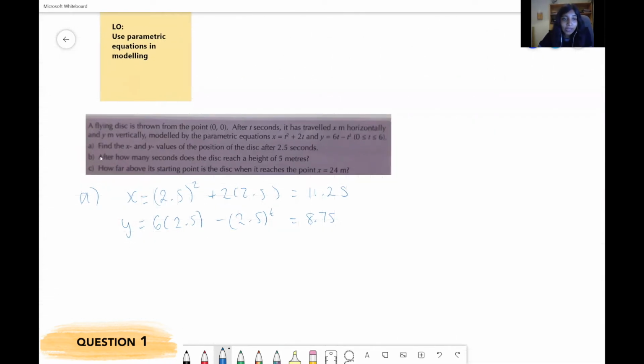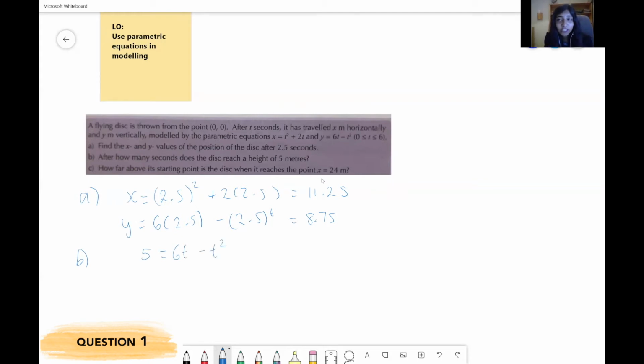And then the next part, B, is we want to work out after how many seconds the disk reaches a height of 5 meters. For this one, the height is measured by the value of y, as that's the vertical. So we just want to work out the values of t when y is equal to 5. So we can plug in y equals 5, so we'd have 5 is equal to 6t minus t squared.